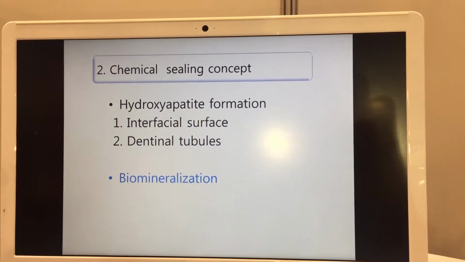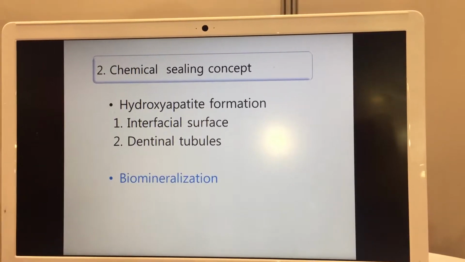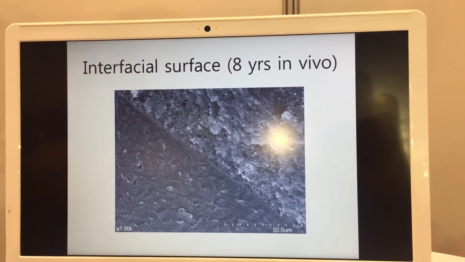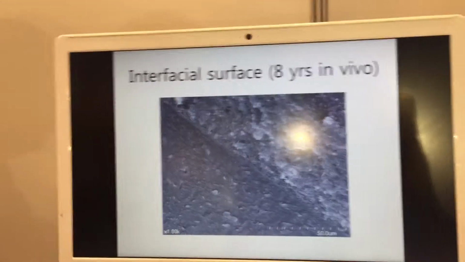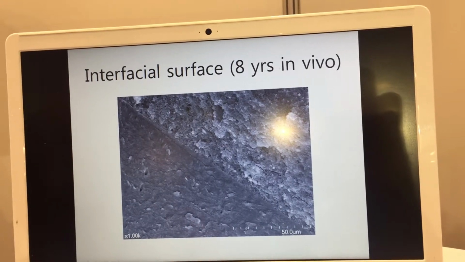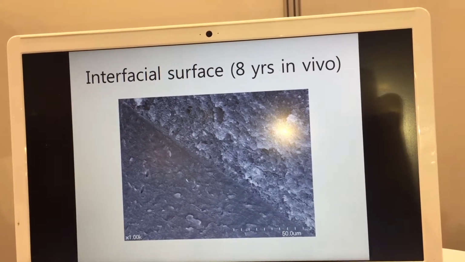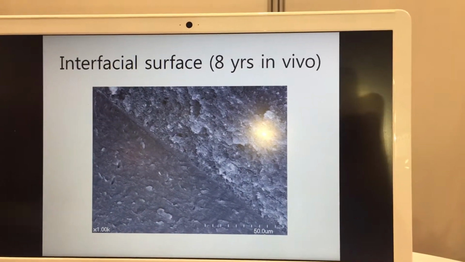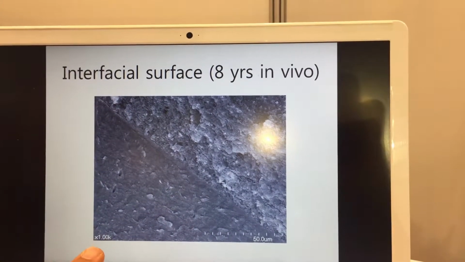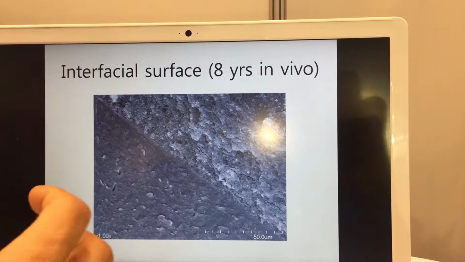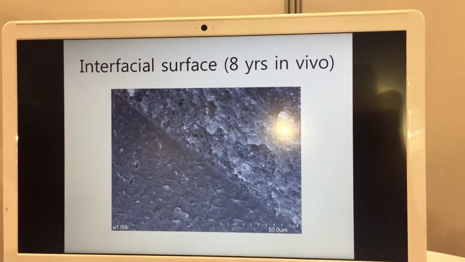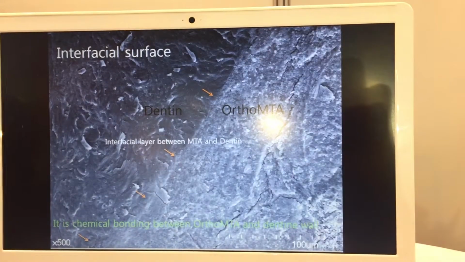At the interfacial surface, the biomineralization process. As you see in this slide, this is an 8-year in vivo sample, extracted because of periodontal disease. The interfacial surface shows biofusion. Biofusion means monoblock obturation by the biomineralization process.